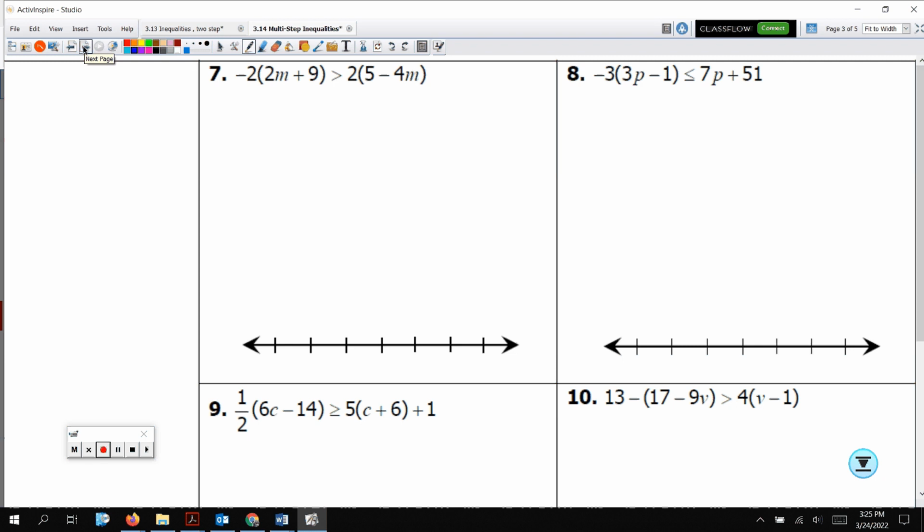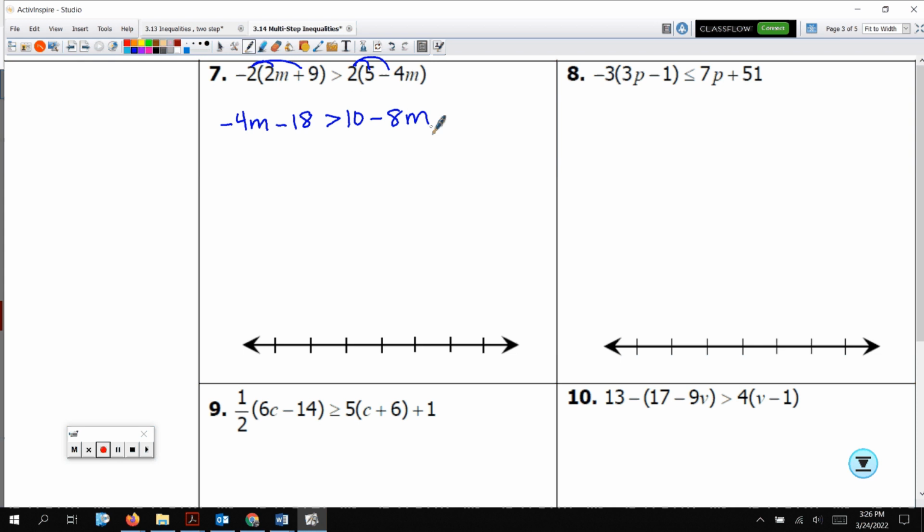All right, so let's check this out. So I'm distributing negative 2 into this set of parentheses here. So negative 2 times 2 is negative 4. Negative 2 times 9 is negative 18. All right, that's it for that one. Now, I'm an inequality symbol, and I need to distribute positive 2 into this set of parentheses. 2 times 5 is positive 10. 2 times negative 4m is negative 8m.